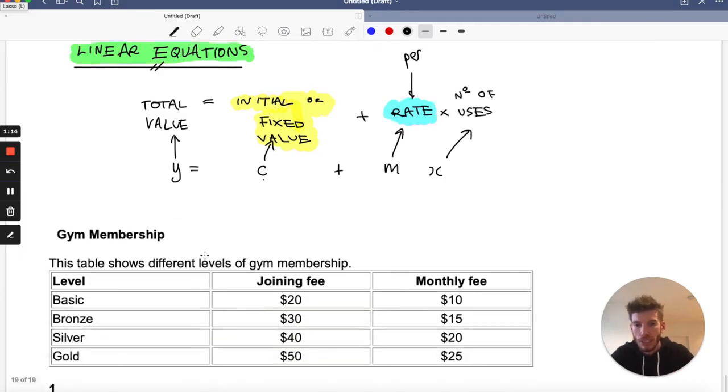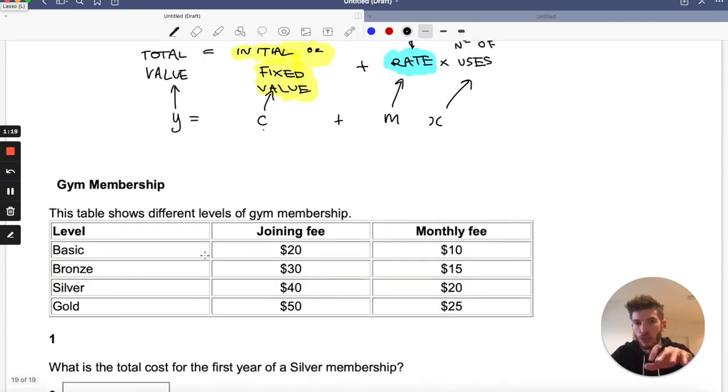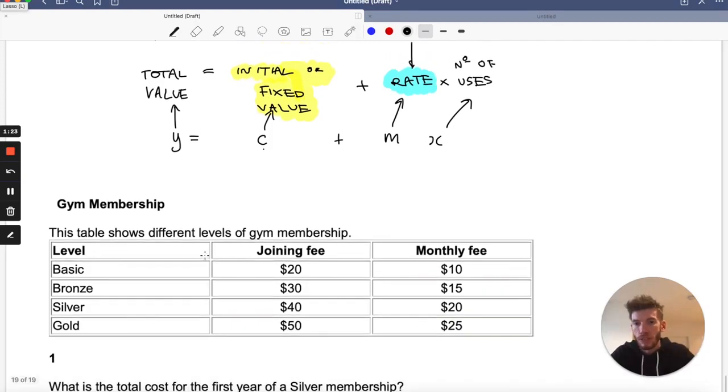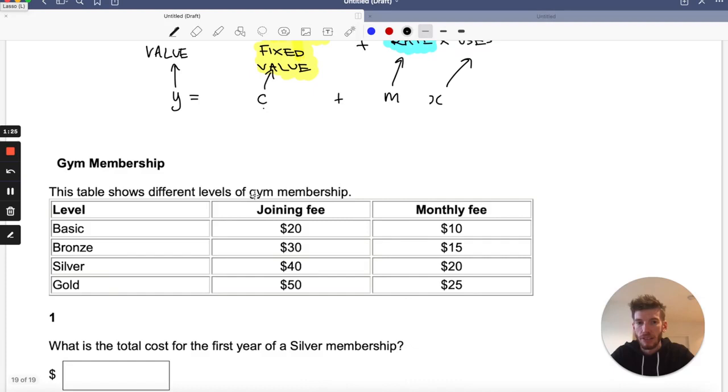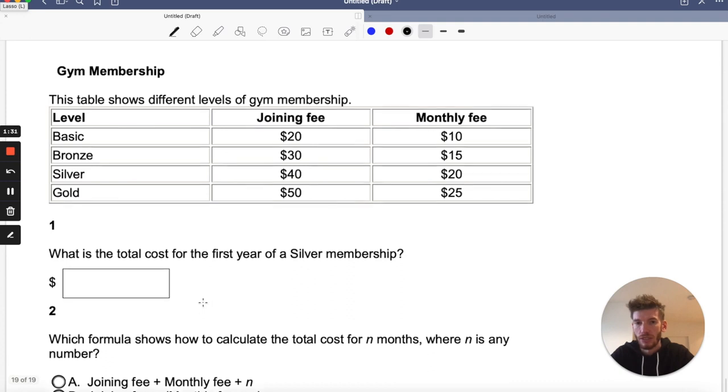And so if we look at this example from the ACER practice material, we can use this trick to kind of speed up the answering of the question. So they've given us a number of different joining and monthly fees for different levels at a gym. And it says, what's the total cost for the first year of a silver membership?